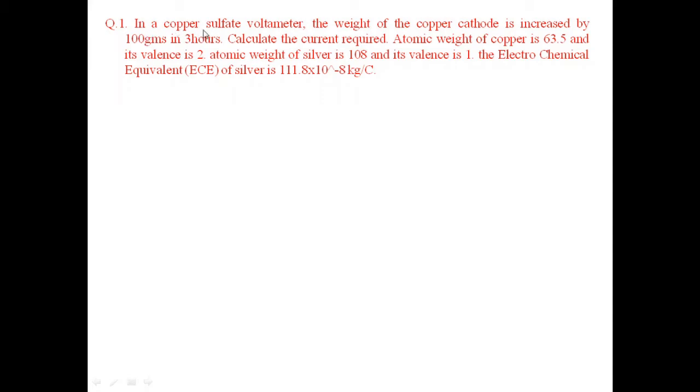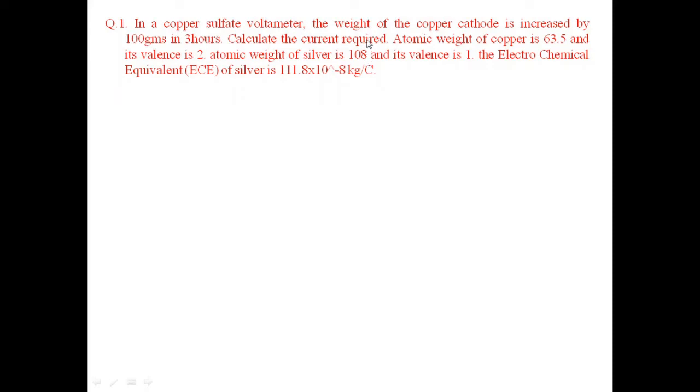Let me read it. In a copper sulfate voltmeter, the weight of the copper cathode is increased by 100 grams in 3 hours. So there is a copper sulfate electrolyte in which the weight of the copper cathode is increased by 100 grams due to the electrolysis process, and the time taken for that is 3 hours. Calculate the current required. So you need to calculate what current is required to achieve this.